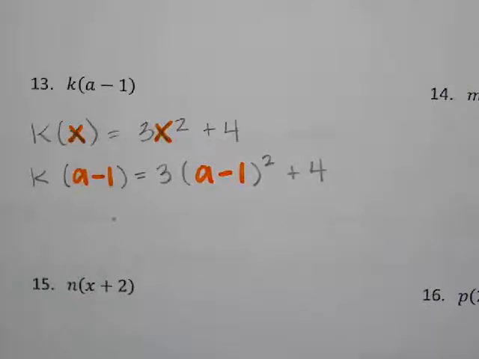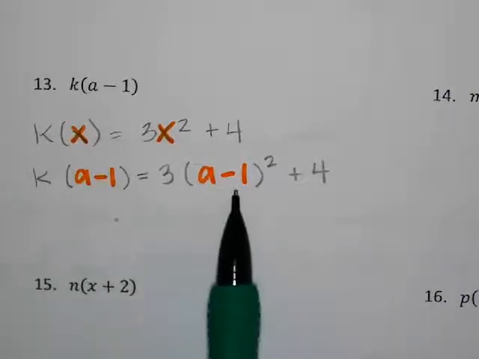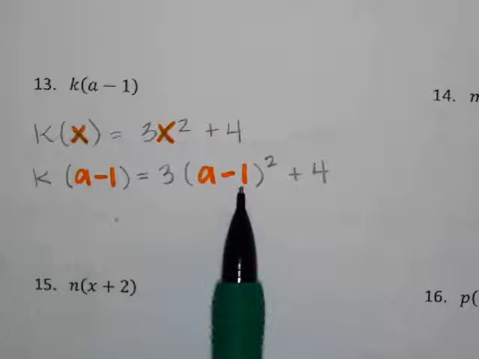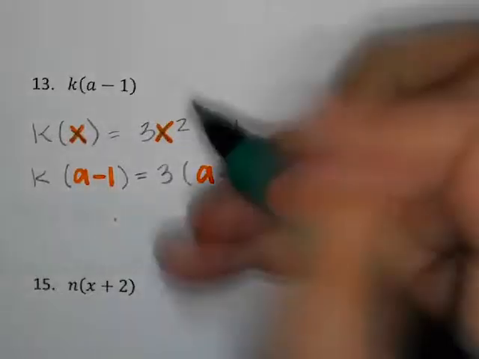You have to write the parentheses twice, and you have to FOIL it. You have to FOIL it.